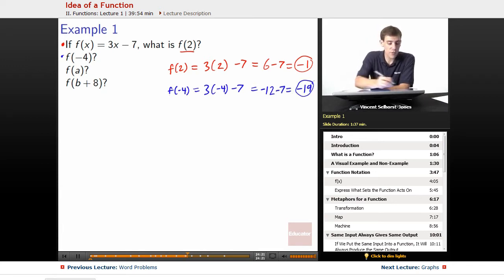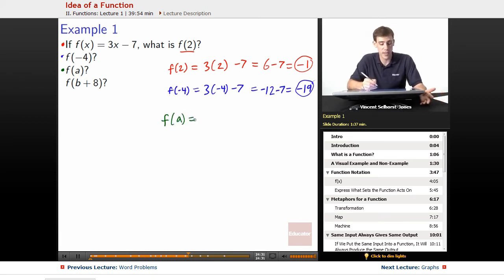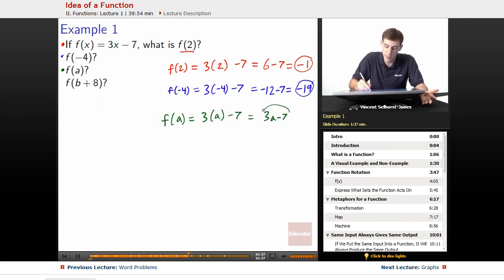Oh no, what if we have to use something that is a variable? No problem. We still just follow the exact same rules. F of a, well, what happened to x? It became 3x minus 7, so now it's going to become 3a minus 7. So we get 3a minus 7. And what if we want to do b plus 8? Same thing, f of b plus 8 equals 3 times b plus 8 minus 7.